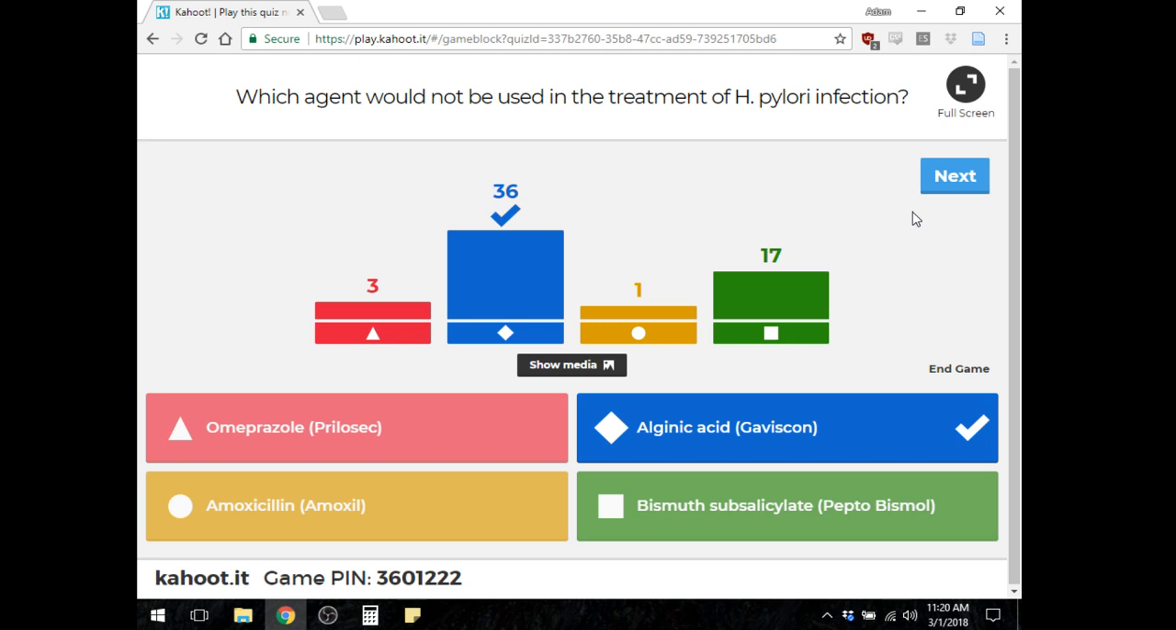Tetracycline. Those are kind of the big ones you think of, right? So it depends on resistance patterns and whatnot. But again, think of what goes into the three versus four drug regimen. Gaviscon is not going to be super great for that. It's better for occasional GERD type symptoms, right?